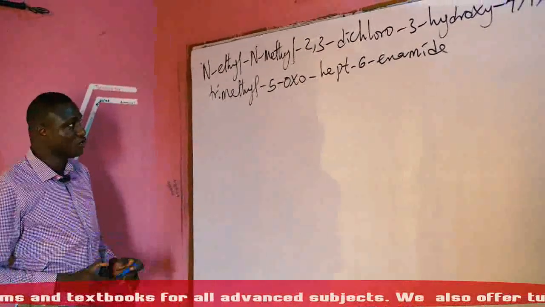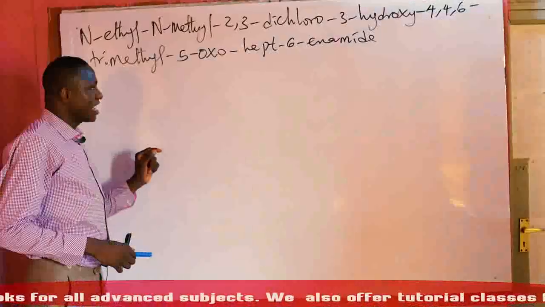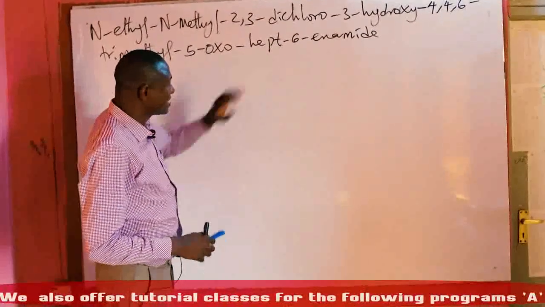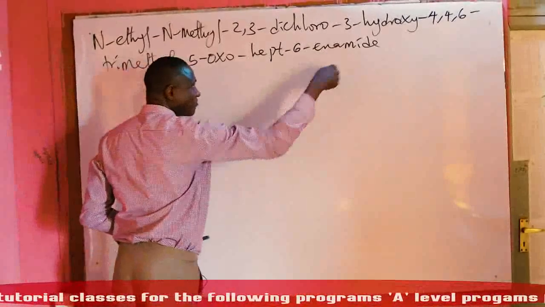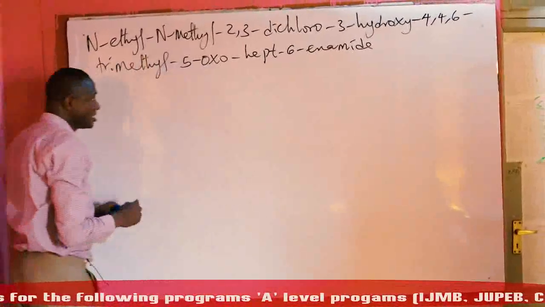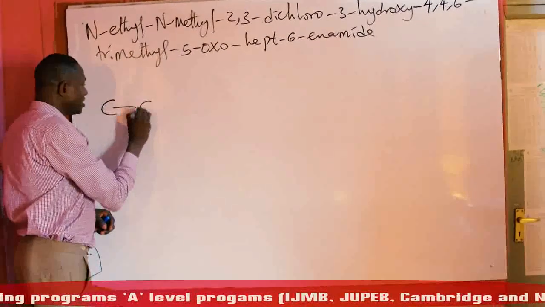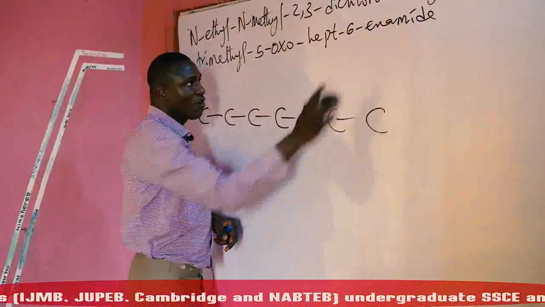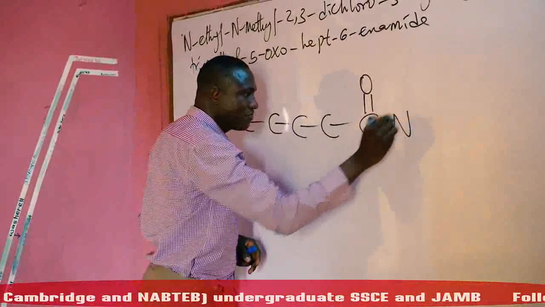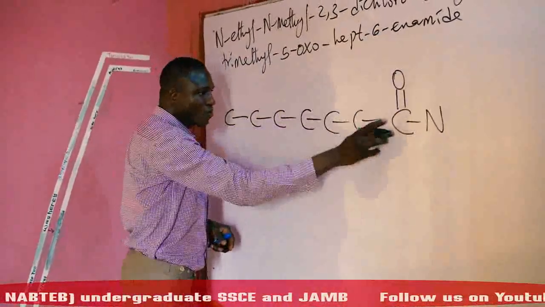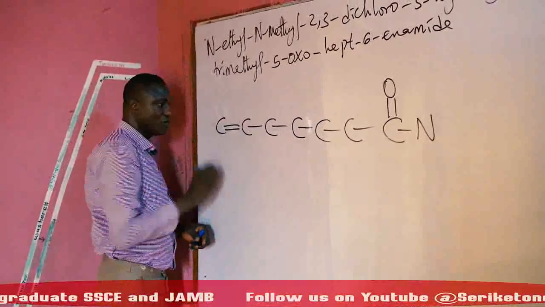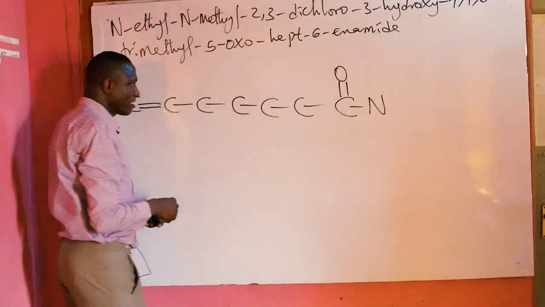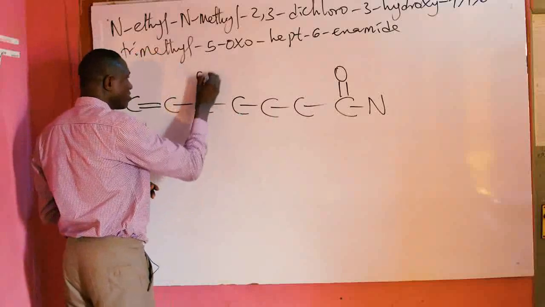This is very straightforward. The first thing you should look for is the parent name. The parent name of this compound is heptenamide, meaning the compound has 7 carbon atoms with an amide functional group and a double bond at carbon 6. So assuming we are writing a straight chain of 7 carbon atoms, 1, 2, 3, 4, 5, 6, 7. On carbon 1, we have the amide functional group. On carbon 6, there's a double bond. Meanwhile, on carbon 5, we have an oxo, that's a carbonyl group.